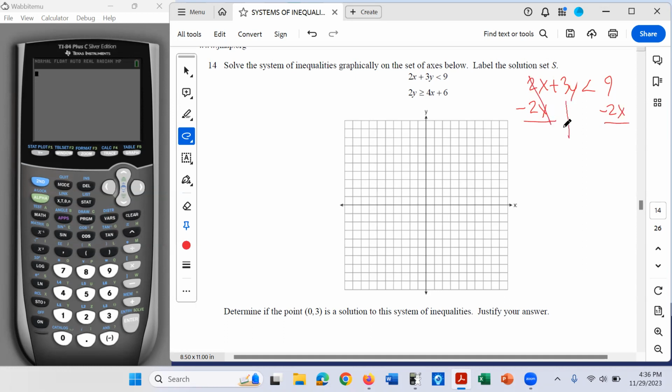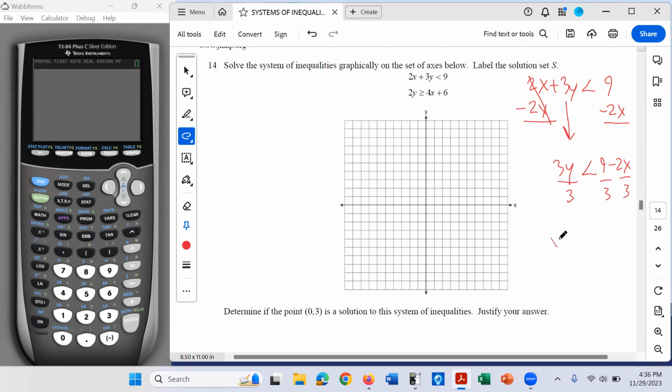This cancels. Then I bring down my 3y. I also bring down my inequality sign. Now over here, 9 and minus 2x. Are they like terms? Definitely not. One has an x, one doesn't. So it's going to be 9 minus 2x. Then the next thing, we divide everything by 3.